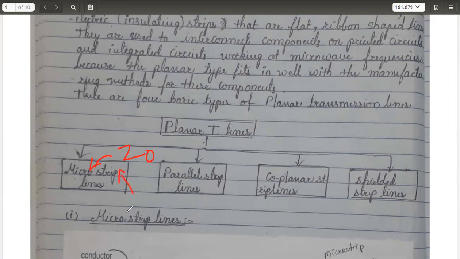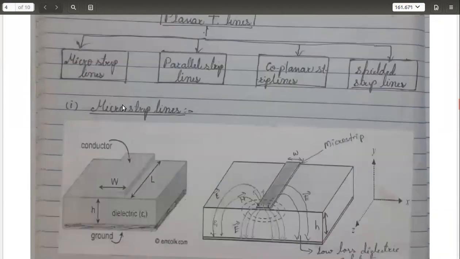Then in the case of microstrip line, no doubt they are used to interconnect the components on a smaller scale, that is printed circuit boards and integrated circuits, that is ICs. Even though they have very little loss, some loss exists. So we will study the different losses encountered in microstrip lines. Then we will look into different categories. First we will deal with microstrip lines, looking into the structure, how it looks.